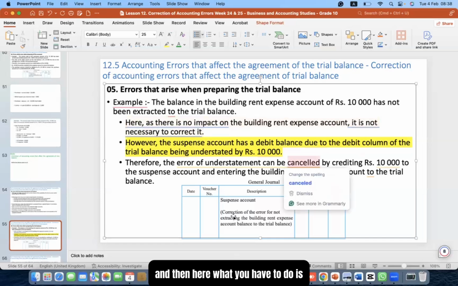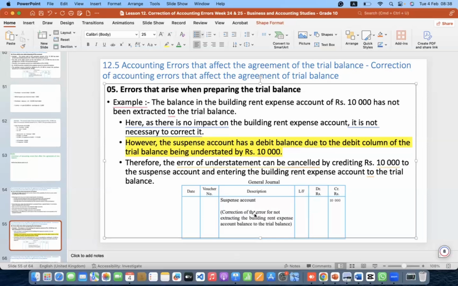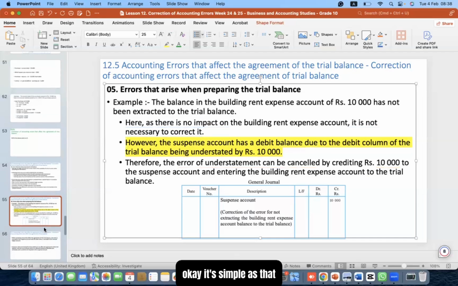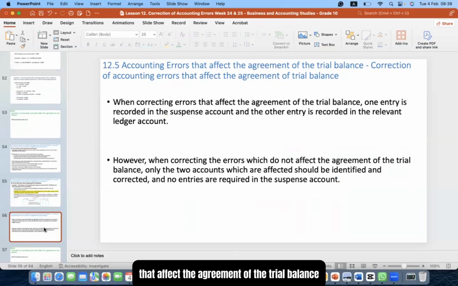And then, that is the error, so we have to correct it. Here you just have to credit the suspense account. You are just crediting the suspense account and you don't have any other entry, because you don't have a problem in any ledger account. Okay, it's simple as that. So when correcting errors that affect the agreement of the trial balance, one entry is recorded in the suspense account and the other entry is recorded in the relevant ledger account.